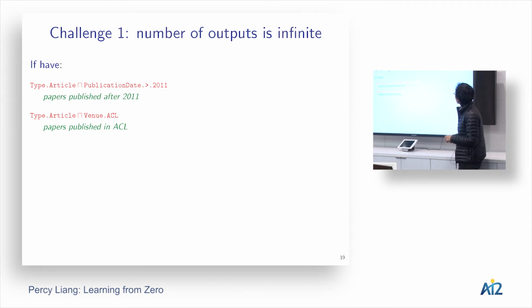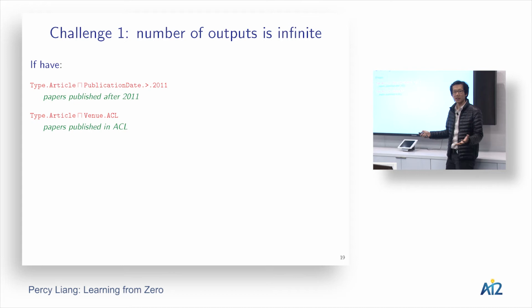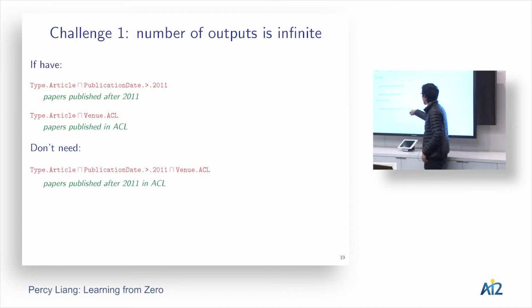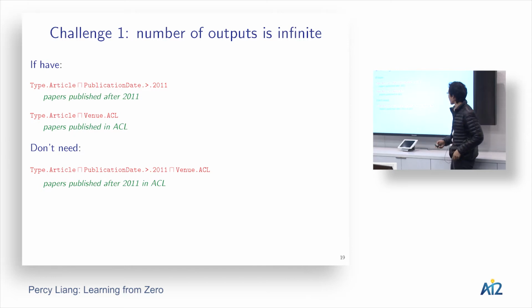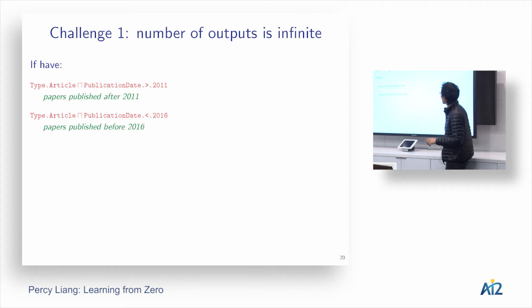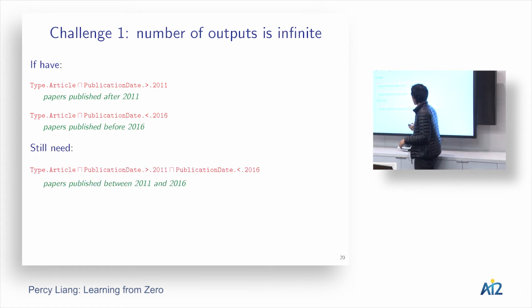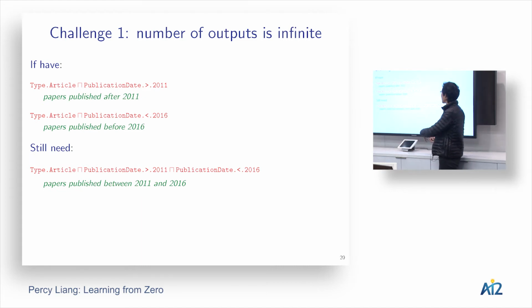So the number of outputs is infinite, but there's some structure here, right? If you have papers published after 2011, papers published in ACL, and you know how to say these things, intuitively you shouldn't need to ask for another example that is basically the conjunction after 2011 in ACL, because things are compositional. But life isn't so simple, because if you have these two examples, after 2011, before 2016, if you put them together, then it's not just after 2011 and before 2016. You have this new construction, in between.